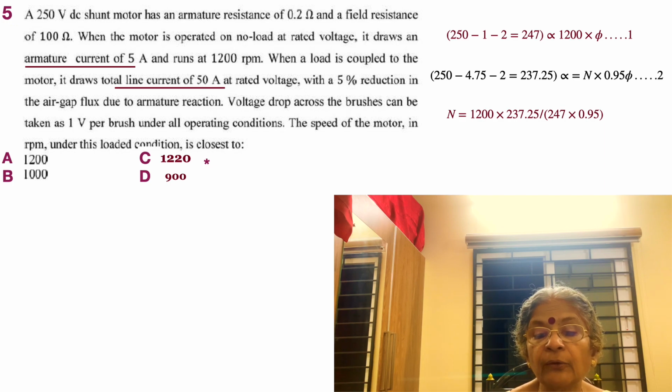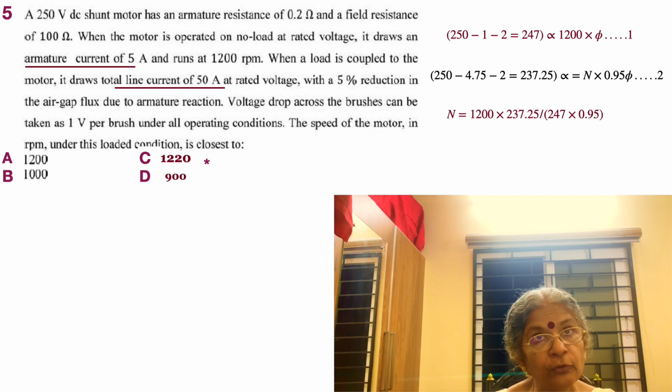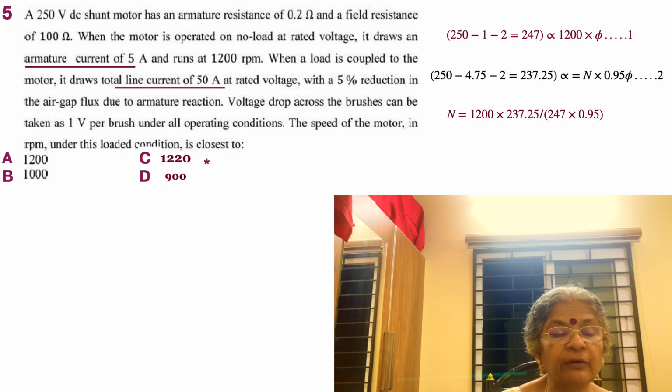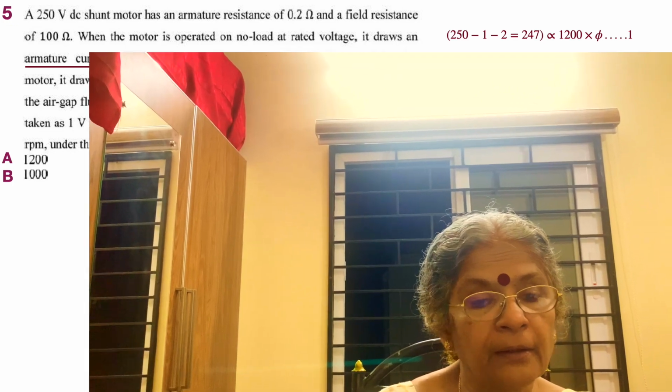So there is a reduction of around 12 volts from 247, which is a little less than 237. Definitely in the denominator we get the lesser quantity, so the speed has to increase, and that's equal to 1220. You can do it in a regular manner also and you can get 1220 RPM. This is just for improving your concepts.